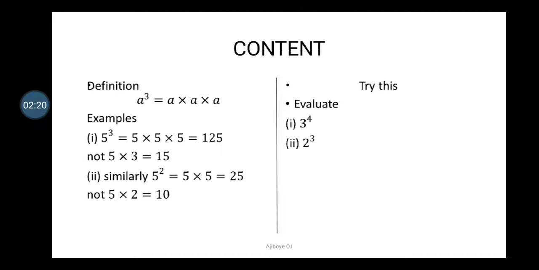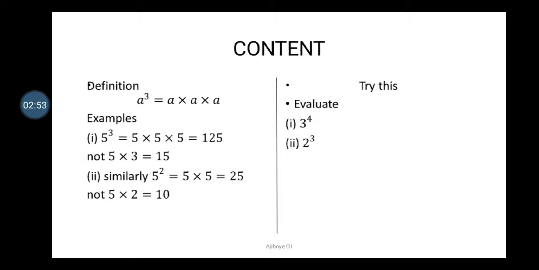Content definition: a raised to power 3, for instance, is a times a times a. A raised to power 3 is a into 3 places. It is important to take note of this so that you will not make mistakes. For example, 5 raised to power 3 is 5 times 5 times 5, which will give us 125. That is, 5 times 5 is 25, and 25 times 5 is 125.